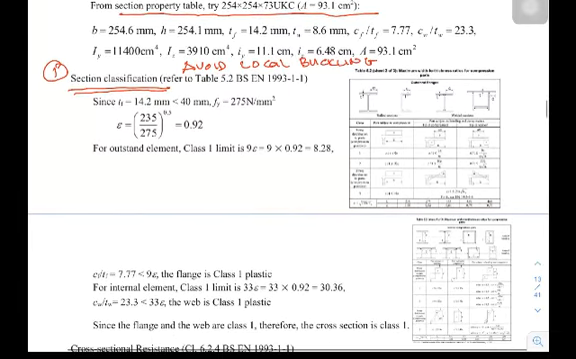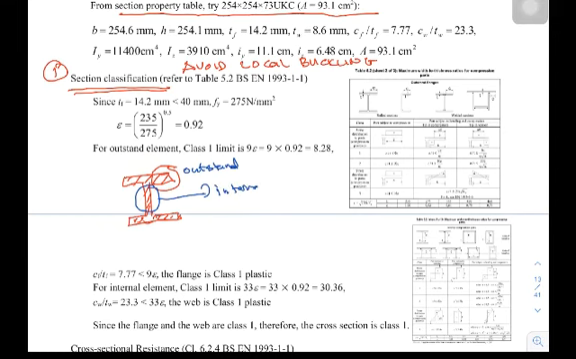Now, the column is subjected to a compression load, meaning that the whole part of the column is in compression. So the column is divided into two elements. One is what we call the outstand element, and the other is the internal element. Both elements need to be checked, the outstand element and the internal element.